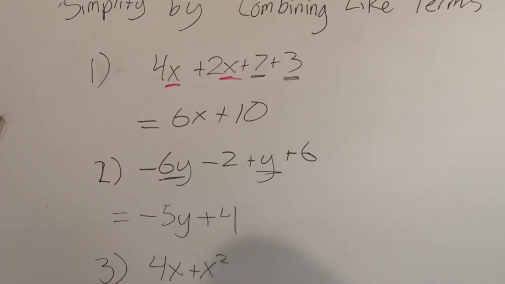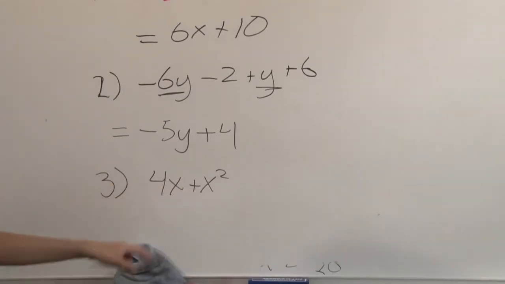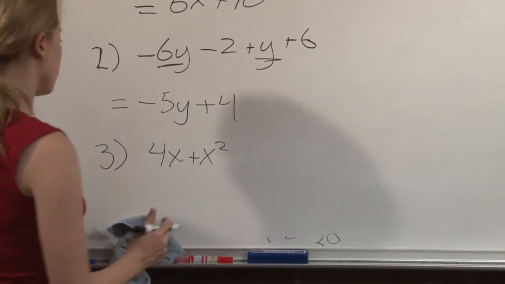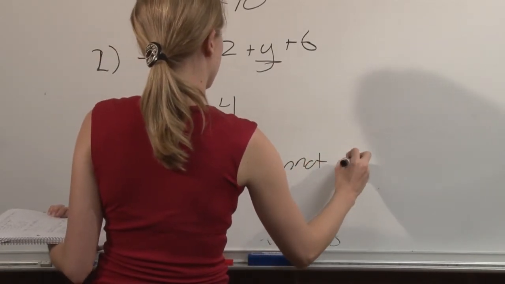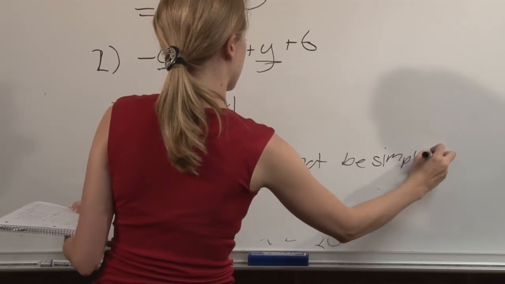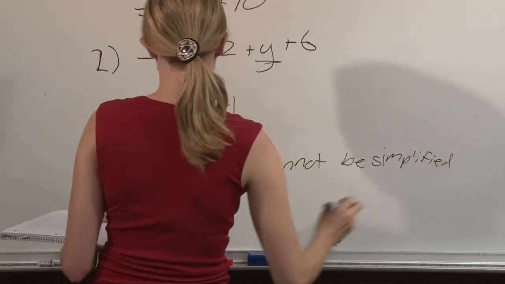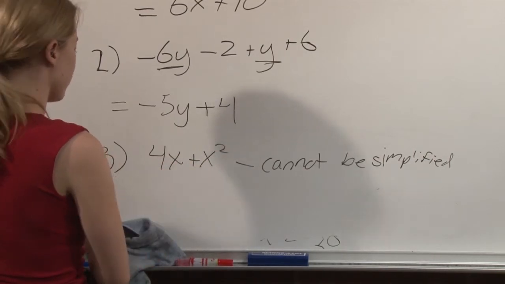Then I could have an example like this where I don't have any like terms. So that cannot be simplified, because you can't combine an x to the 1 power and an x to the 2 power.